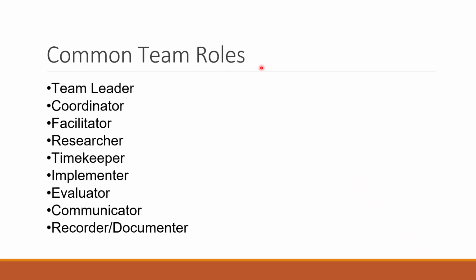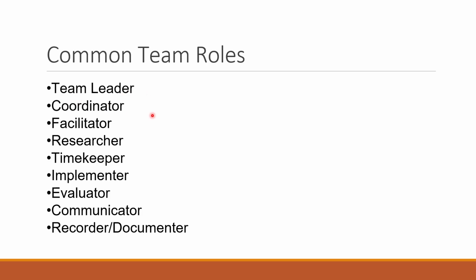We see that there are some common team roles, so let's understand them, because most teams consist of several standard roles that help the team function effectively. The first role is a team leader. Generally we see that there is one person who guides the entire team, coordinates the tasks and motivates the members, so he's called a team leader.